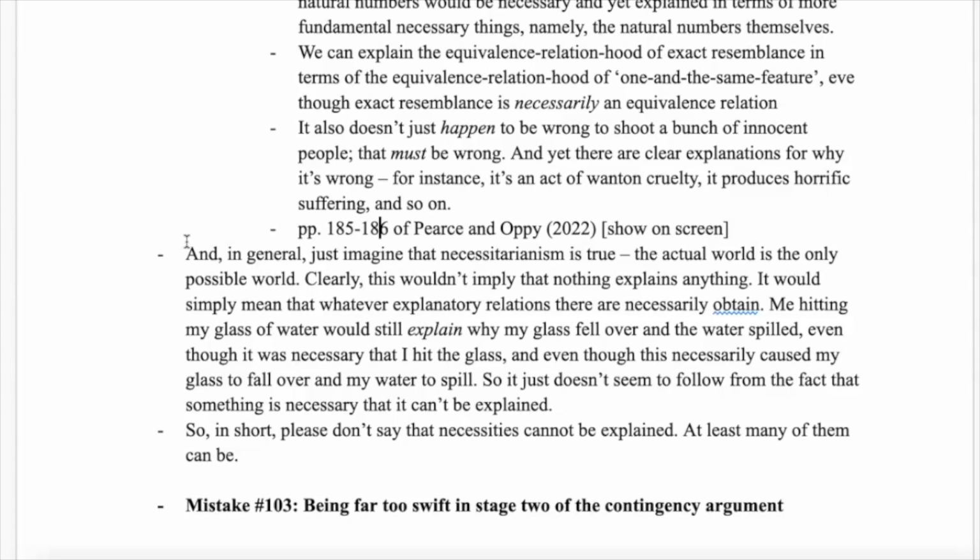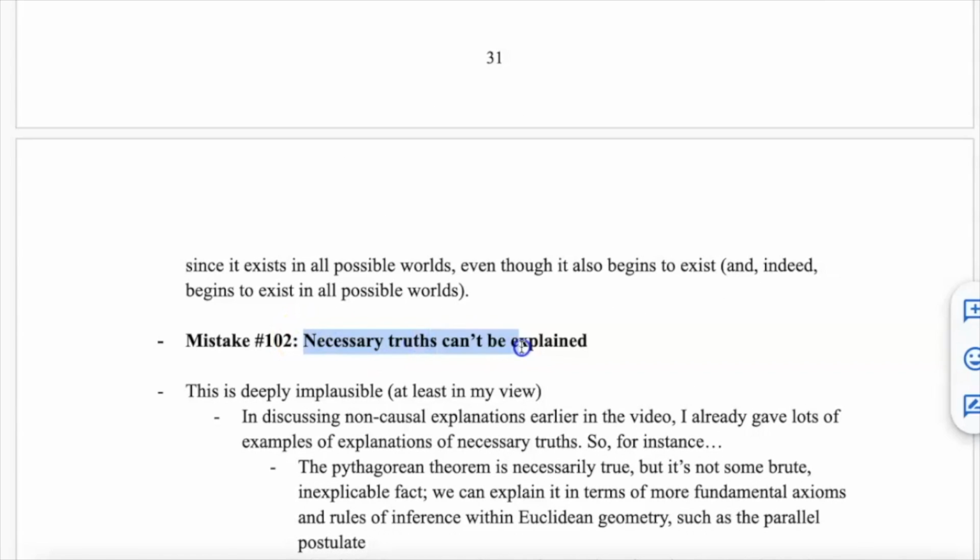Now, I want to be clear that I'm not saying that all necessary truths can be explained, and I'm also not saying that necessary truths must be explained. My point is simply that at least some necessities can be explained. In other words, my point is that it's a mistake to say that necessary truths cannot be explained in principle.